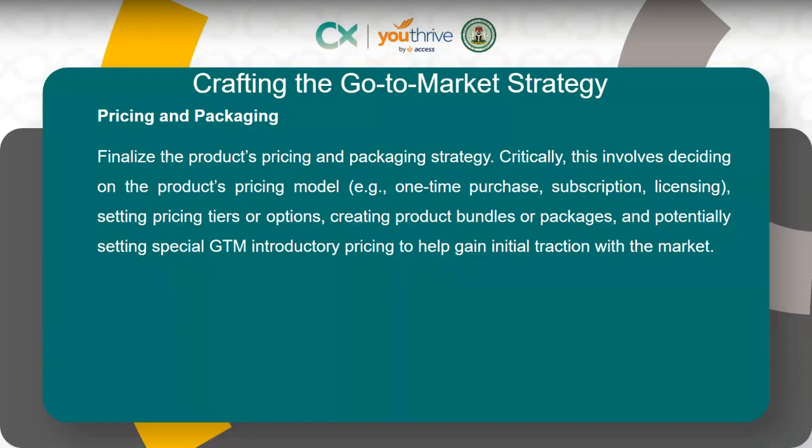So you're looking at one-time purchase. Is it a one-time purchase? Is it a subscription? Is it a premium? Is it a freemium? Is it licensing? Is it commission? For example, all these gig solutions, what's the name now? For example, like Fiverr, Upwork. These are ones that you know use commissions. All right. So setting the pricing tier options, creating the product bundle and packaging, potentially setting a special go-to-market introductory pricing to help gain initial traction in the market.